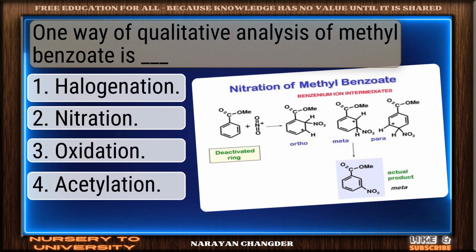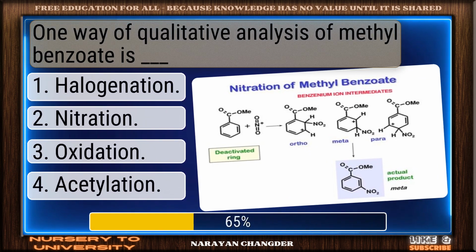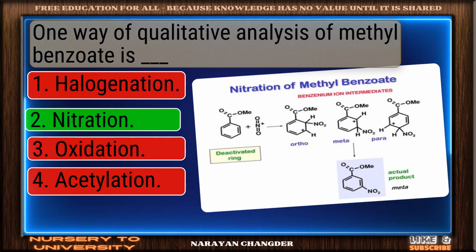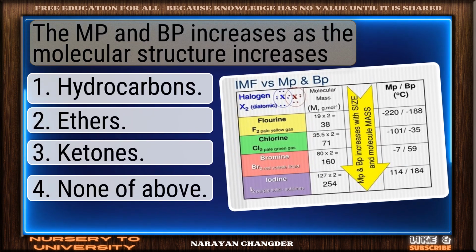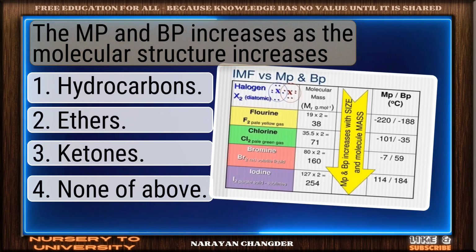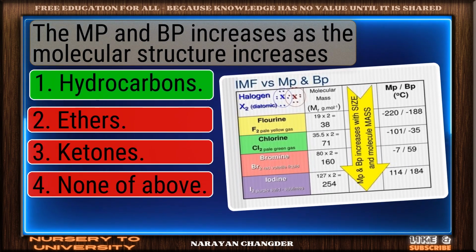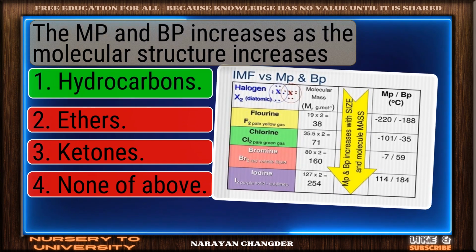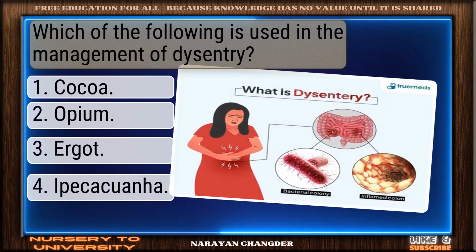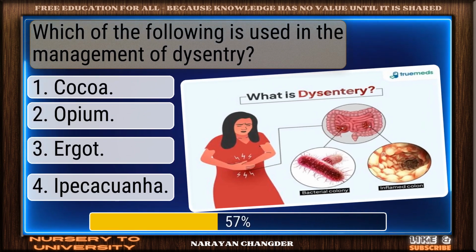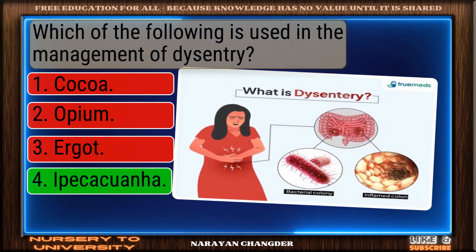One way of qualitative analysis of methylbenzoate is dash. Well picked. Nitration is the correct answer. The MP and BP increases as the molecular structure increases. Perfect. Hydrocarbons is the correct choice. Which of the following is used in the management of dysentery? Strong choice. Ipecacuanha is the right answer.